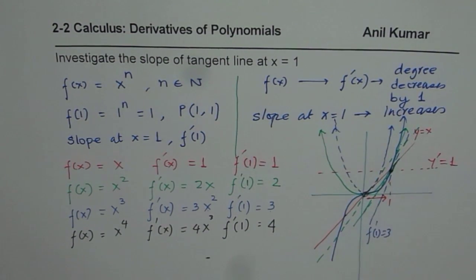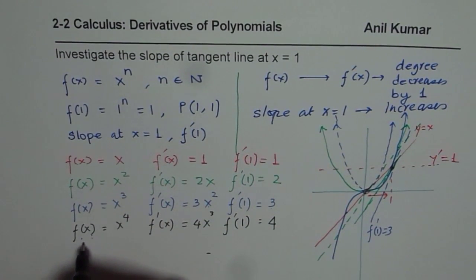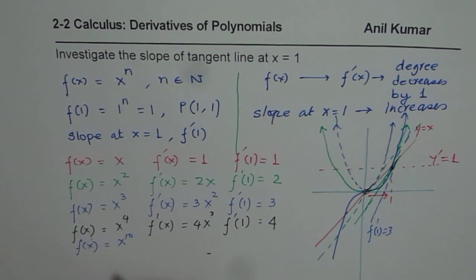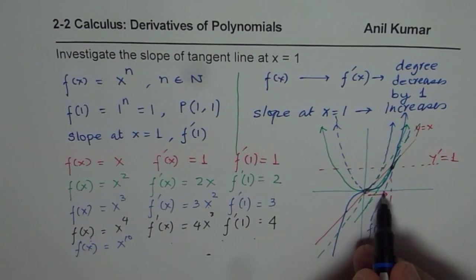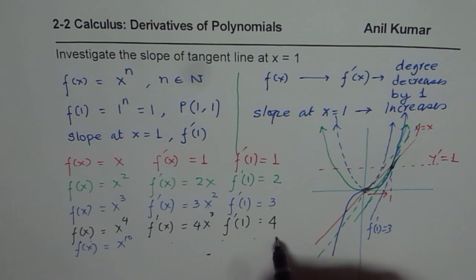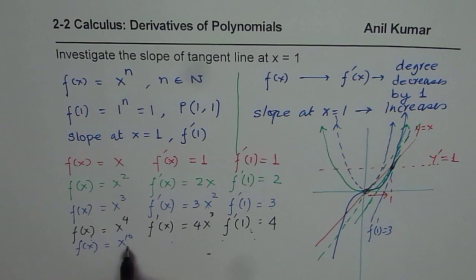Now as the degree goes higher and higher, the question for you is, if the degree of this function is very high, let us say x to the power of 10, in that case where will the x-intercept be and how steep will the line be? Can you write down that at that particular point, right? So you'll see that it becomes steeper and steeper as the degree goes higher and higher, right?